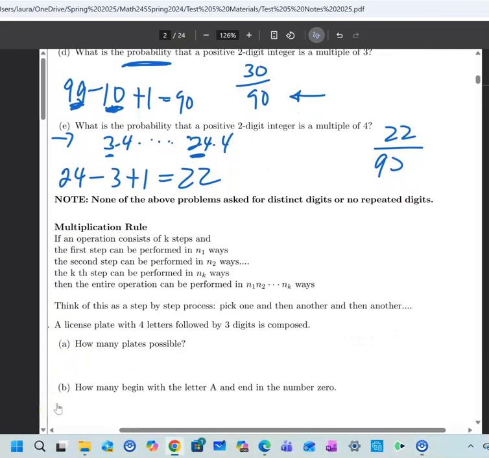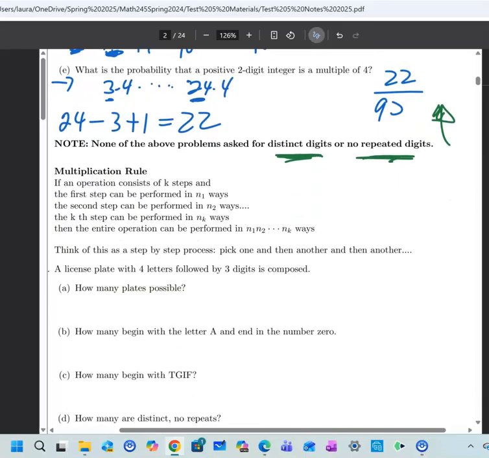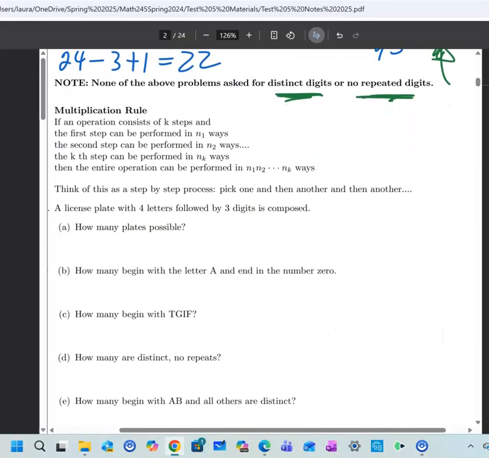Just notice that none of these problems up here talked about being distinct or having no repeats. So that's going to be a little bit different. Let's start with this. When I want to find the number of ways to do each of the steps, I would multiply them together. So pick one and pick another and pick another, and "and" in math language is multiply.